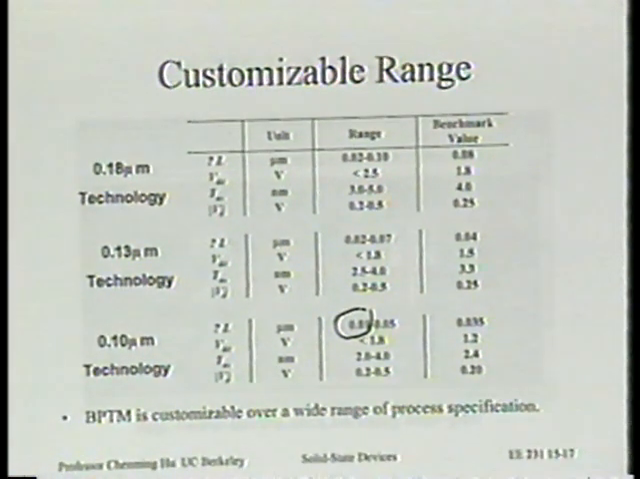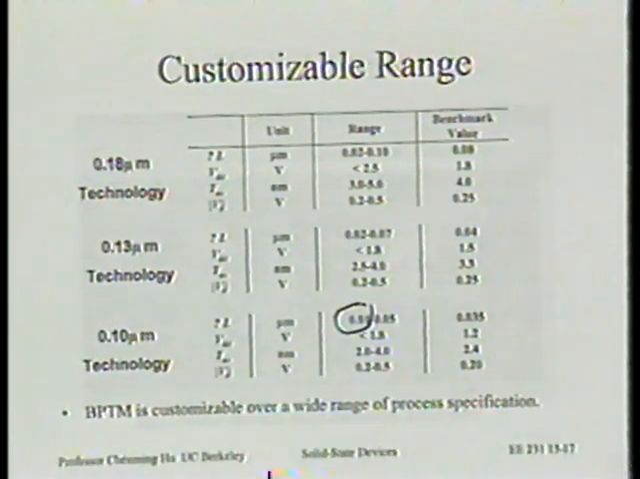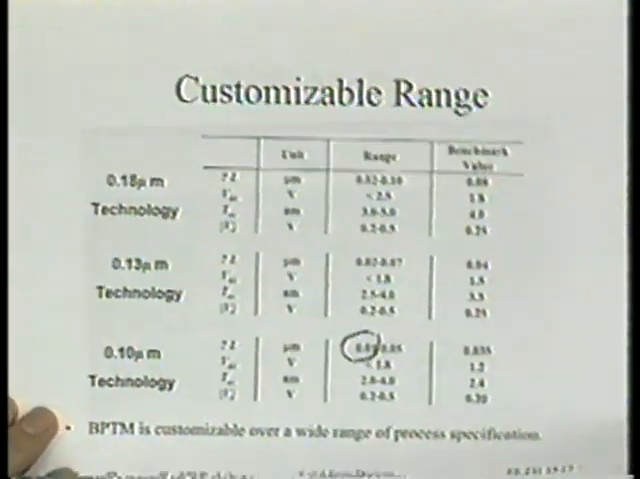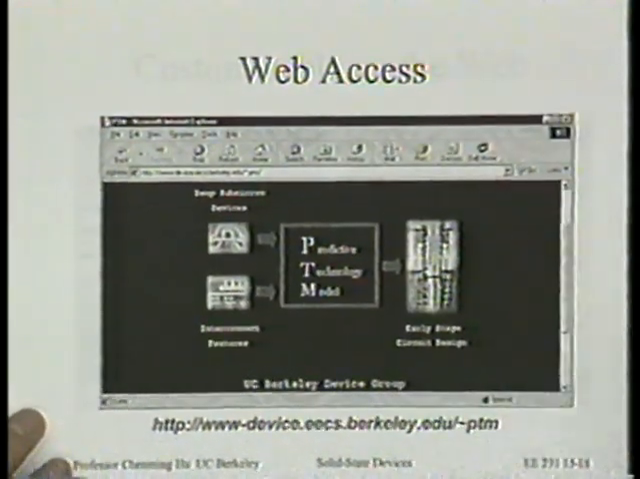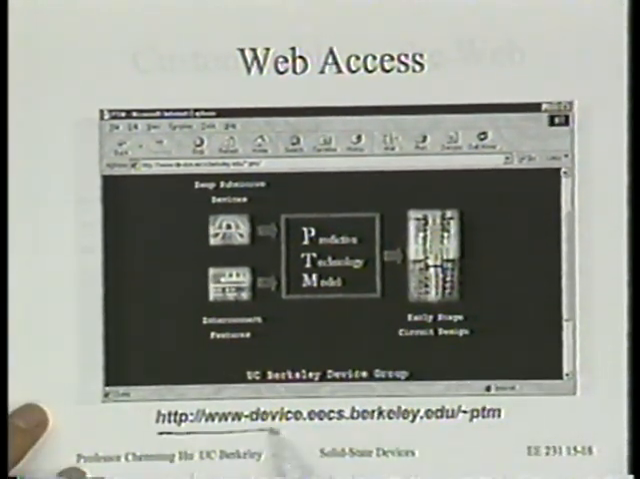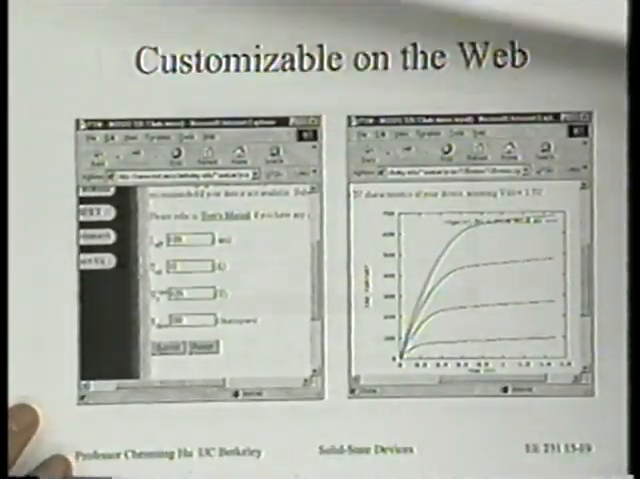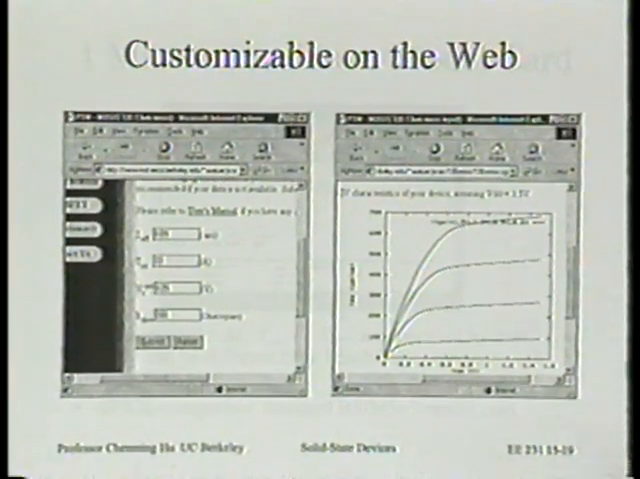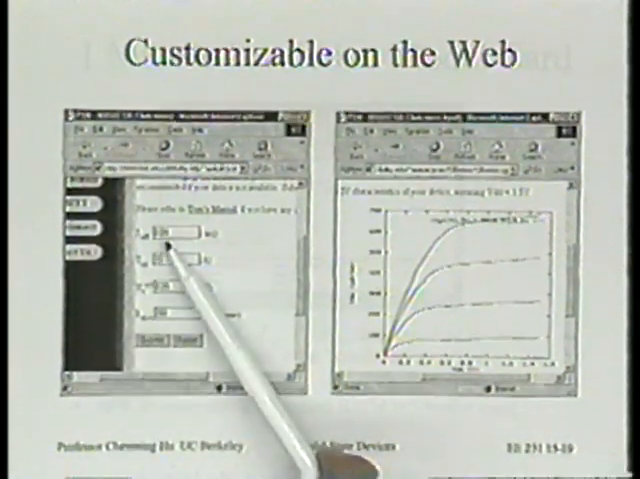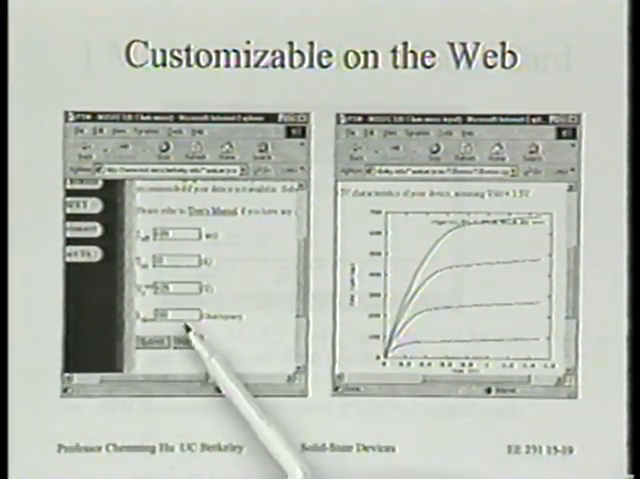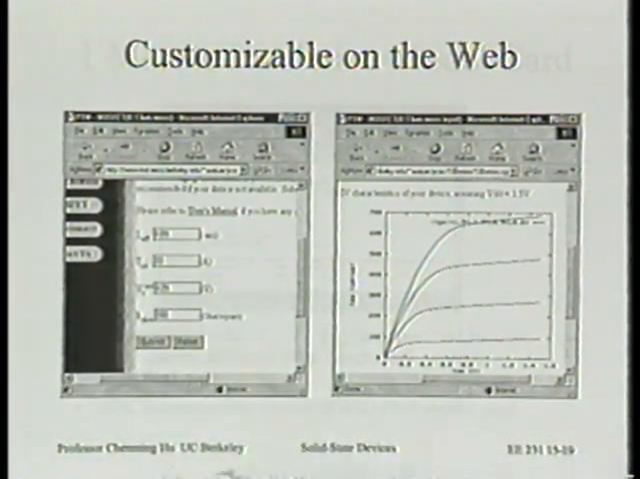Okay? So if you ever need a set of BSIM parameters, don't go anywhere else. Go to this website, and you will have your parameters. Okay? So this is his web access. This is the website. If you go to that, this is what you see, and this site is going to prompt you to enter L effective, TOX, VT, and if you don't have these numbers, we have the default for each generation, of course.